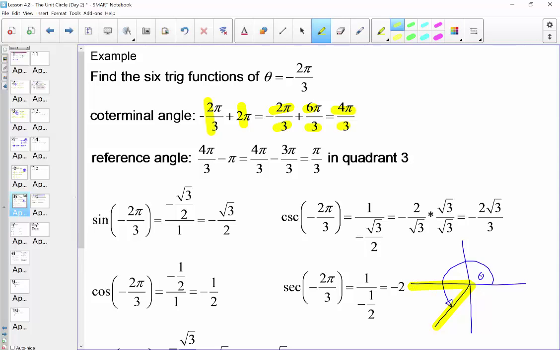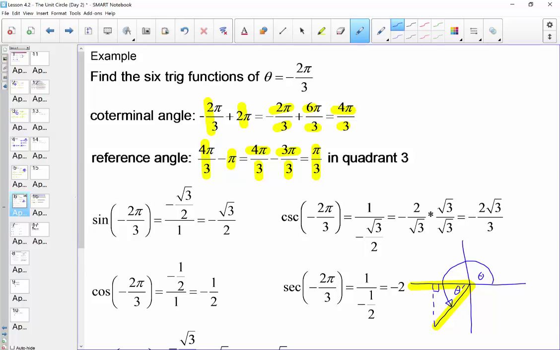So we can find that by taking our angle 4 pi over 3 and subtracting pi. Using a common denominator of 3, we have 4 pi over 3 minus 3 pi over 3, which equals pi over 3. So our reference angle, theta prime, here, equals pi over 3, or in degrees, 60 degrees. We can go ahead and draw our right triangle, recognizing that we're working in the third quadrant here.